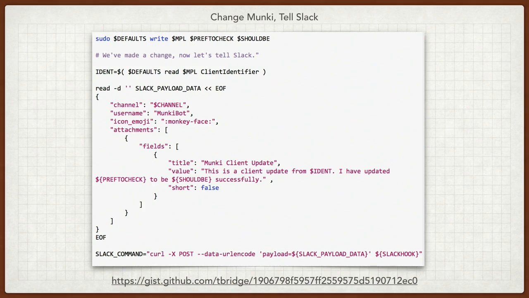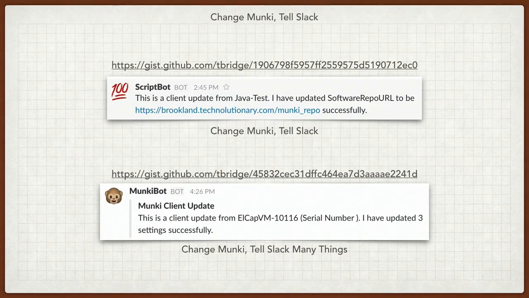But if it doesn't match, it steps through the process of actually changing that, and then on completion of that process immediately, that says, hey, by the way, this is a client update from ident, which is the client identifier from the system. I've updated pref to check to should be successfully. And then you get a message that looks a lot like that.